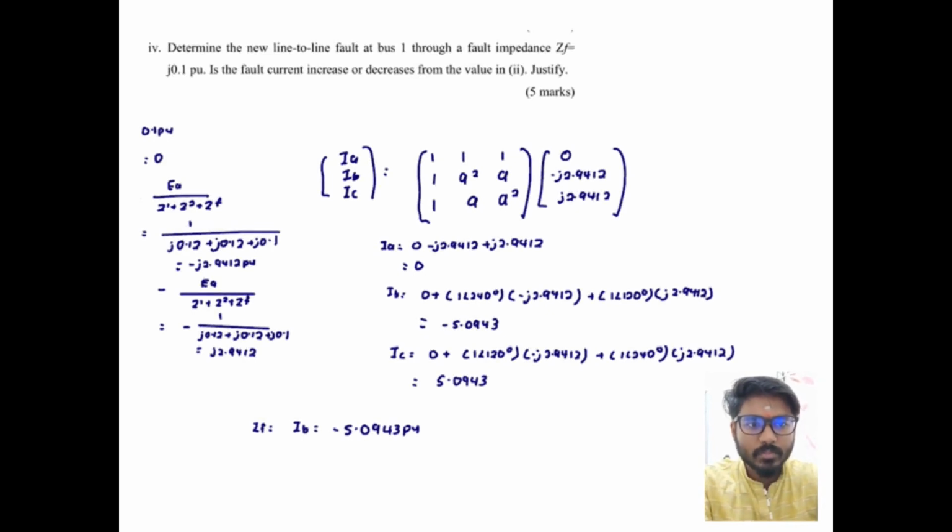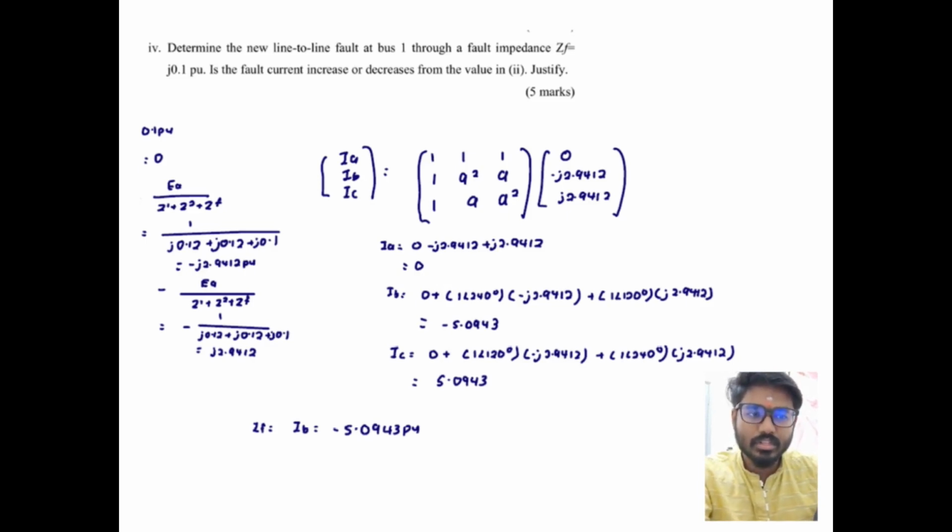Last but not least, I myself, Subasthran Thedsinamoothy, am here today to explain the fourth part of question B. The question asks, determine the new line-to-line fault at bus 1 through a fault impedance ZF, which is J0.1 pu. Does the fault current increase or decrease from the value of part 2, and justify. As they already give the ZF, which is J0.1 pu.